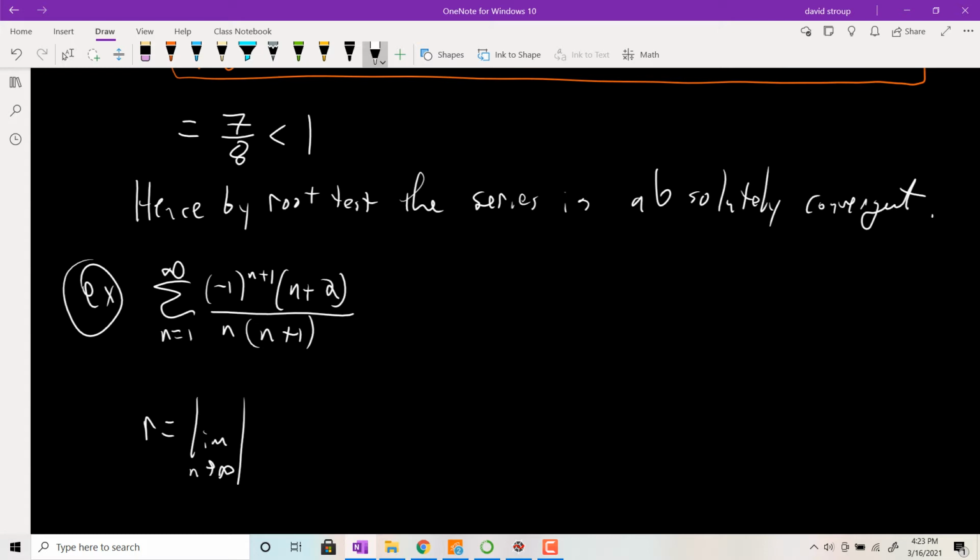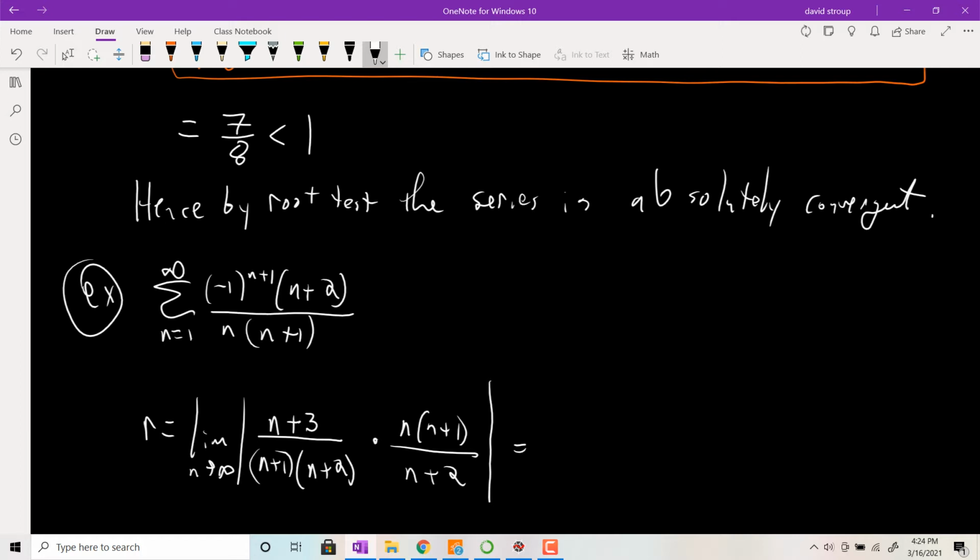So the only thing I'm going to include from the numerator is the n plus 2. And of course, I'm looking at a sub n plus 1, so this will be n plus 1 plus 2, which will be n plus 3. In the denominator I have n plus 1 times n plus 1 plus 1, which is n plus 2. And then multiplied by the reciprocal of the original expression, so I have n times n plus 1 all over n plus 2.